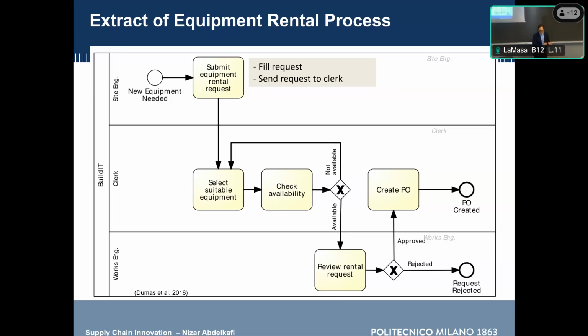So fill request is value adding, and then send request, since it is a handover, so we are just submitting a document from one lane, so from one resource, which is the site engineer here, to another one, which is the clerk, then it is non-value adding. So handovers are always non-value adding.